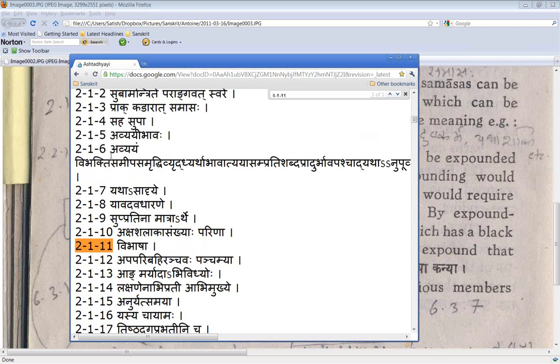Nitya samasas come, and we'll do it next time in detail. We're out of time now. The avibhava samasas up to 2.1.11 have their nitya samasa.